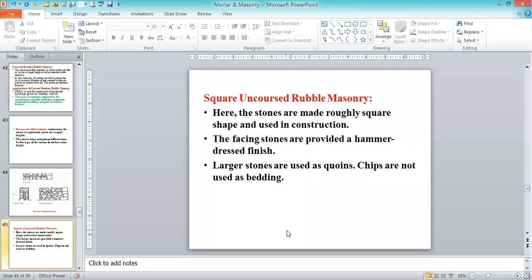Then it is going to be called a coursed one. If it is not going to be kept in an appropriate direction, then it is going to be called an uncoursed one. Square uncoursed rubble masonry. So the first one is random rubble masonry, then square rubble masonry, and the third one is dry rubble masonry. These are the three classifications in the rubble masonry.